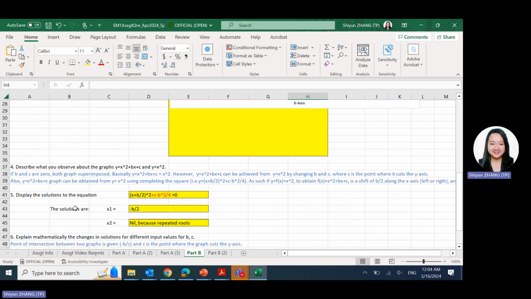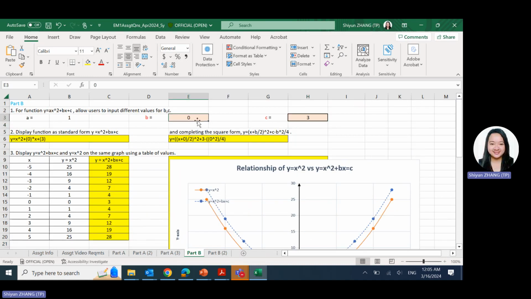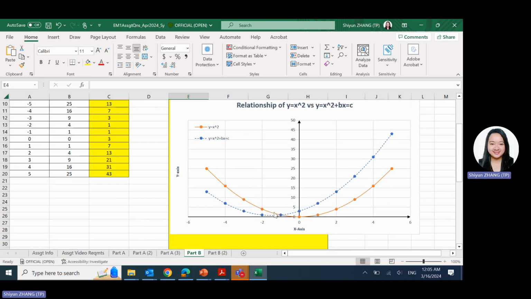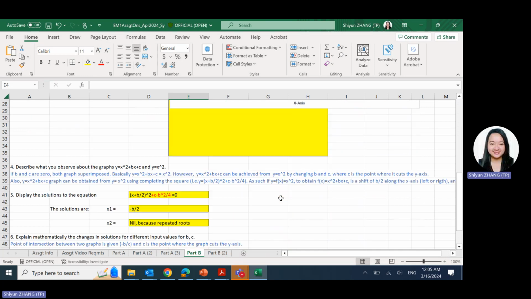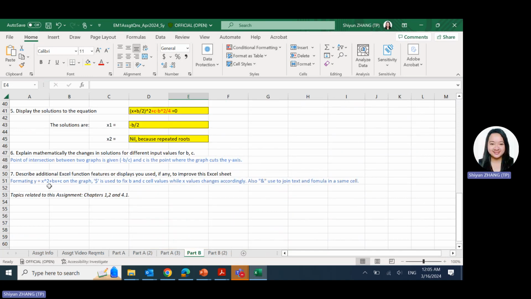So how do I display the solutions? Instead of using y equals x squared plus bx plus c equals 0, I use completing the square. Looking at this, the c part, highlighted in red, will be equal to 0. So what I have left here is x minus b divided by 2 all squared, which is my repeated root. Therefore, I only have one solution. This can also be shown here. If I put in any values, these two graphs intersect each other at only one point.